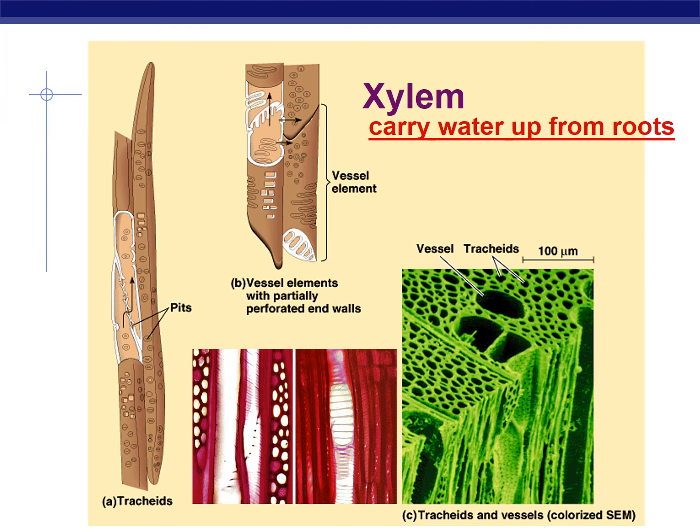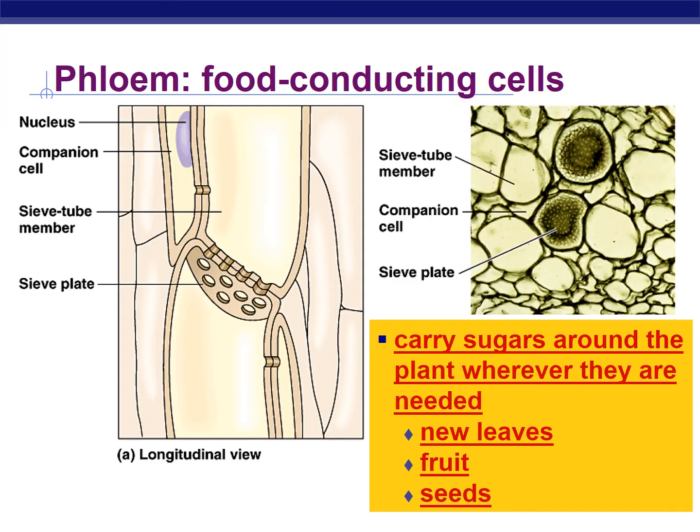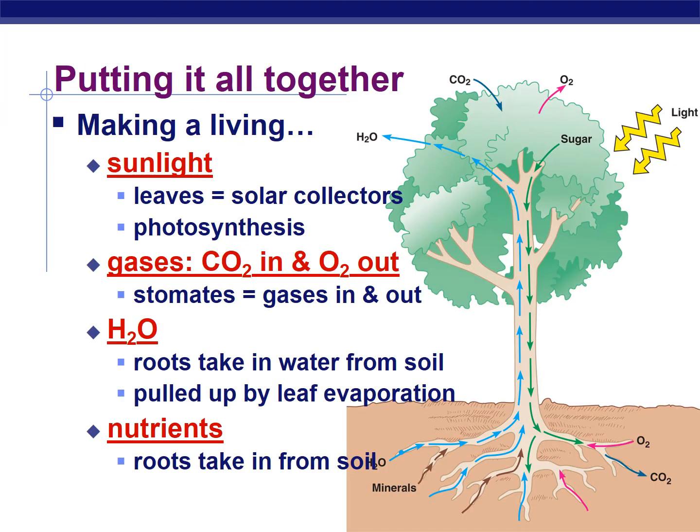Here's a diagram showing the xylem. You just need to remember that it transports water. And then we've got the phloem that is going to be conducting the sugars around the plant wherever they're needed. It's going to help in creating new leaves, and it'll help move the sugar to the fruit and help build fruit. And it'll help make seeds as well. It's going to transport nutrients to make seeds.